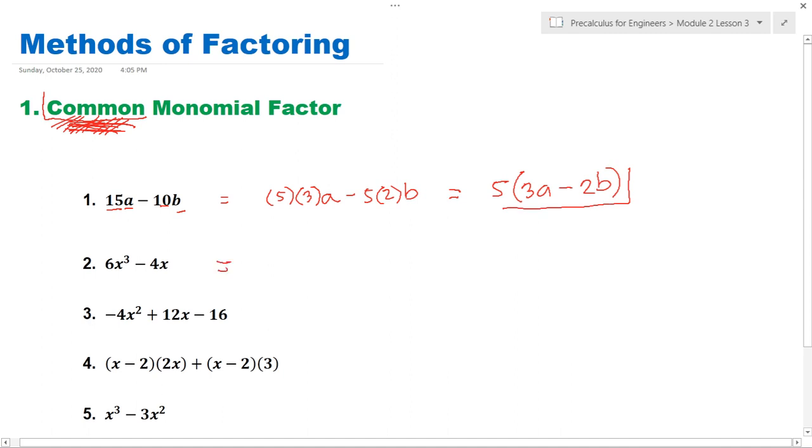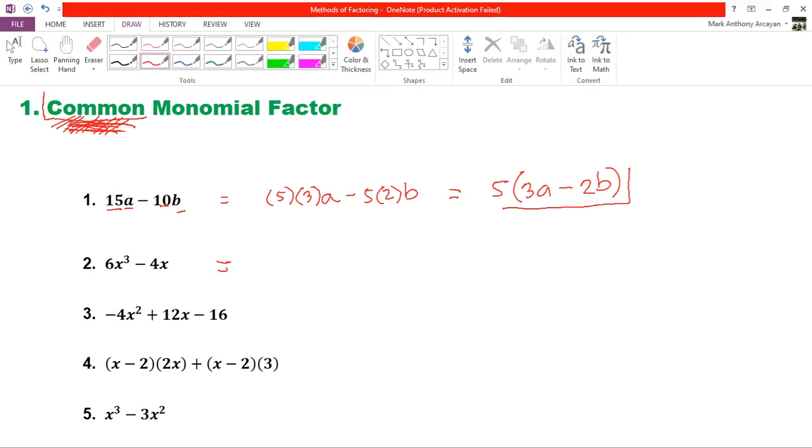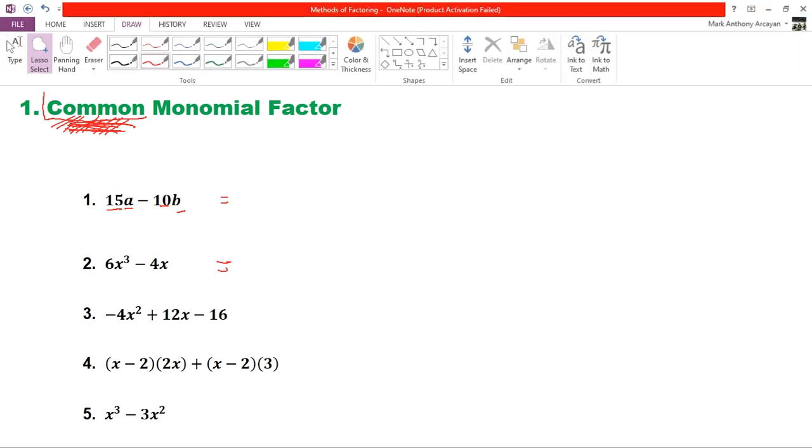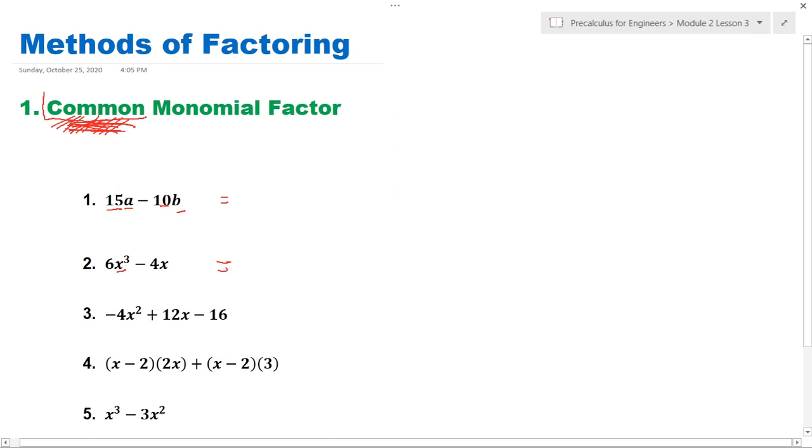For the second example, we have here 6x cubed minus 4x. Kung titingnan natin yung variable niya, we have x cubed and x. Since common nila both terms ang x, i-factor out natin una yung x. Yung matitira na lang sa first term is just x squared kasi kinukuhaan siya ng isang x. So, 3 minus 1 is equal to 2. For the second, since nawala na si x, so 4 na lang.